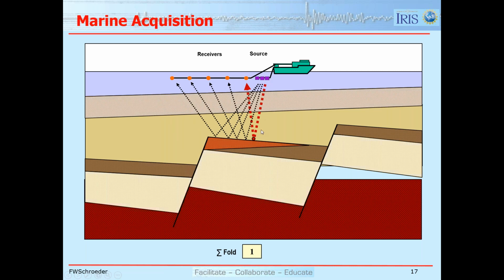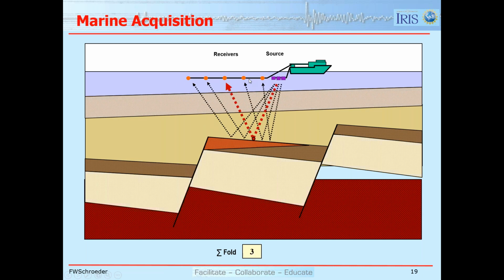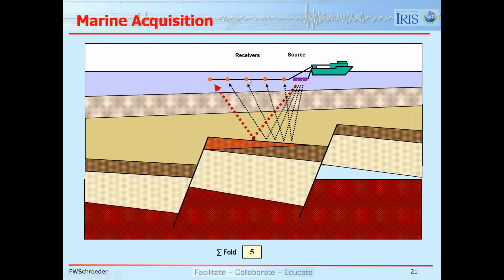The energy from the array goes down, comes up, and is detected by the closest receiver, and then by the second receiver, then by the third, then the fourth, and then the fifth. Fold is a term that we use in acquisition and processing for how many common source-receiver pairs we have that illuminate a particular point in the subsurface. As I went through this little animation, the fold went from 0 all the way up to 5. And for this length of cable, with only 5 receivers, 5 would be the maximum.